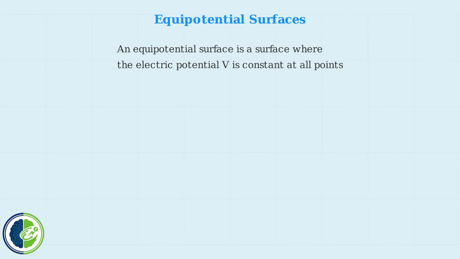Equipotential surfaces are fundamental concepts in electrostatics. These are surfaces where the electric potential has the same value at every point. The key property of equipotential surfaces is that no work is required to move a charge along these surfaces since the potential difference is zero.